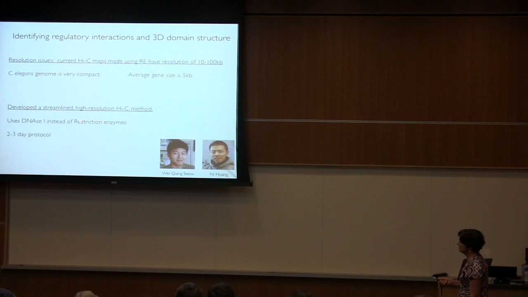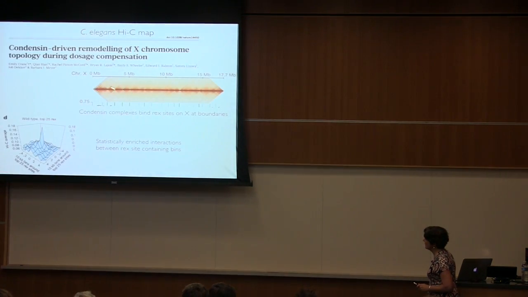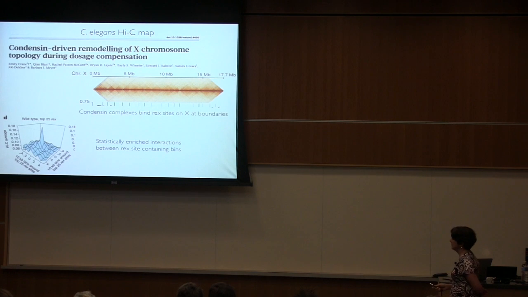So we've been working to develop a more streamlined, high resolution Hi-C method using DNase instead of restriction enzymes so that we can cut in a more precise location. I don't have time to tell you exactly how this works, but I want to show you some results. I'm going to skip over this in the interest of time to get to the validation.